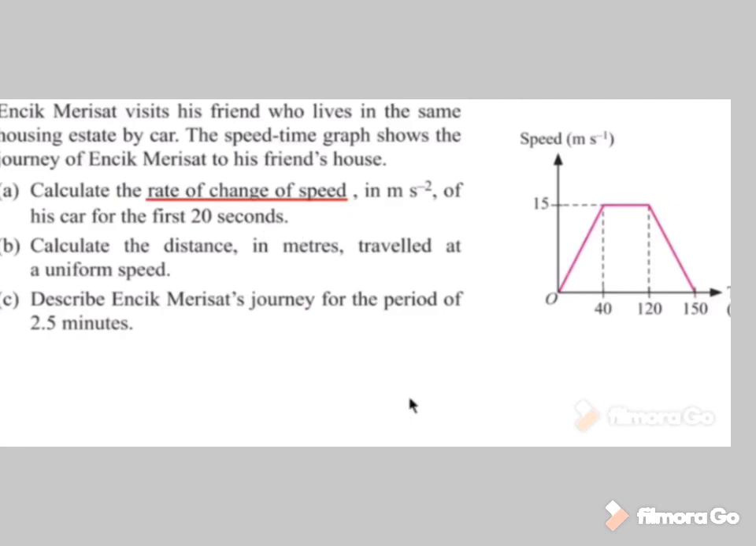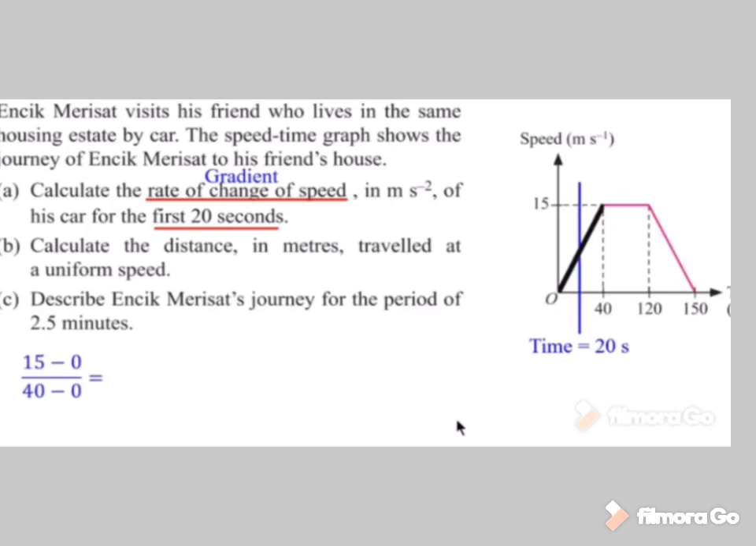Now for A, rate of change of speed means that you need to find the gradient for the first 20 seconds. Let's go to the diagram and draw a line at 20 seconds. We need to find the gradient for this part of the line, the 0 to 20 seconds highlighted in blue. We don't have the points, so we just find the gradient for the one whole straight line, because all points on a straight line have the same gradient.